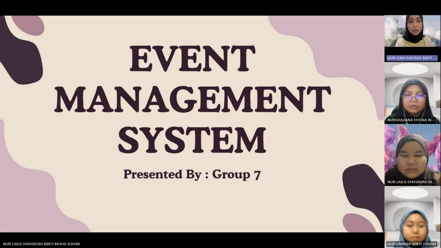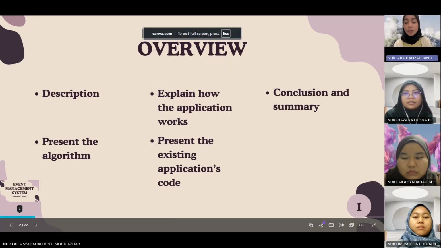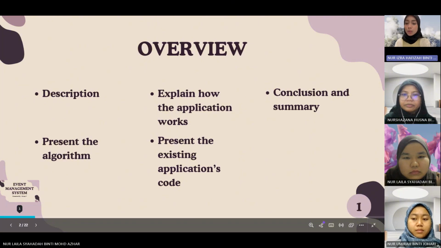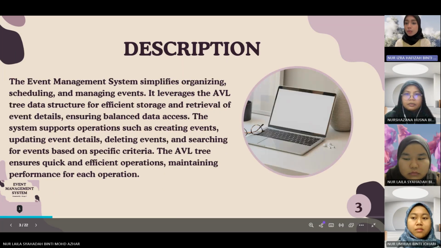Let's take a look at our overview. First we have a description, then how the application works, present the algorithm and present the existing application code, and lastly our conclusion and summary. I will pass to Umira to tell you about the description for the event management system.